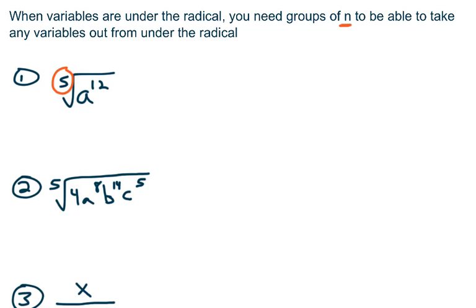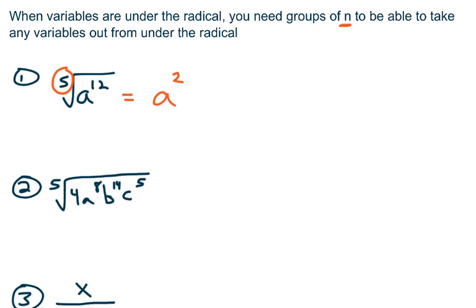So I'm going to show you how to do the first one here. We have the 5th root of a to the 12th. Now we need groups of 5. So how many groups of 5 can I take out of 12? Because I have 12 a's. This says a to the 12th, so that means 12 a's. If we're taking groups of 5, that means we can take 2 groups of 5. So what we're going to have then is a to the 2nd power.